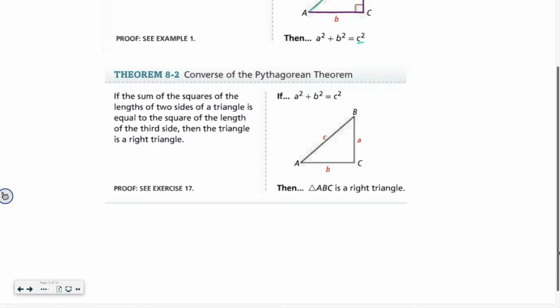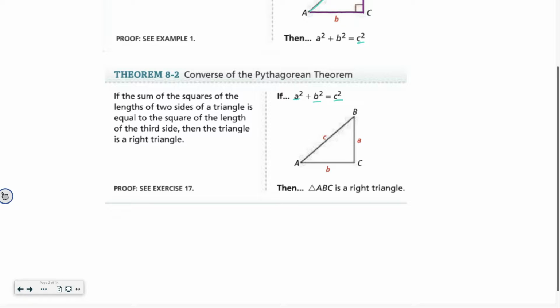Let's say I want to know if three sides will form a right triangle. So if I gave you three side lengths, the way that you would check is you'd say A squared plus B squared equals C squared. If that works out and you get like 5 equals 5, then you know that it is a right triangle. If you get 5 equals 10, that means it's not a right triangle.